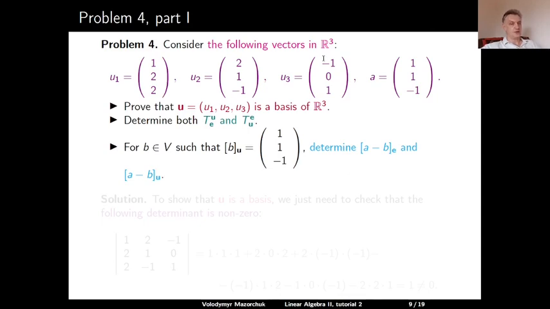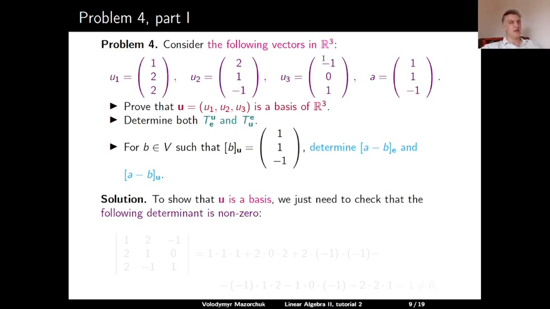So the number of vectors is correct, and to show that this collection is a basis, we just then need to show that the determinant of the matrix, which we obtain when we write our vectors as columns, should be non-zero. So here is the computation of the determinant.